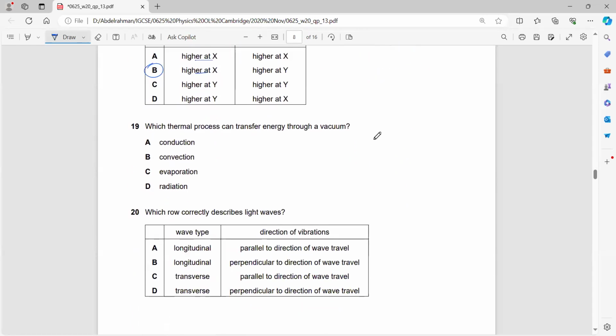Question 19. Which thermal process can transfer energy through a vacuum? The only one is radiation, infrared radiation to be more specific. Which row correctly describes light waves? Are they longitudinal? No. They have to be transverse. And how do transverse waves travel? Perpendicular to the direction of the wave travel. Yes, up and down. A transverse wave.